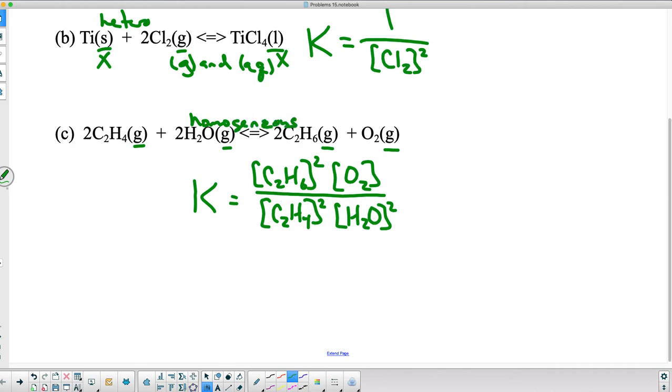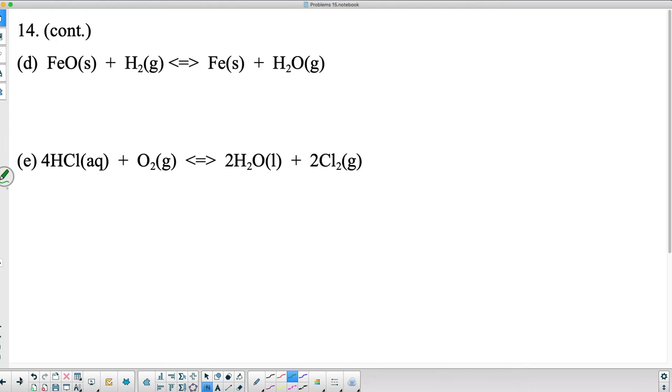Excellent. So as we move on, you will see for number 14 that there are 2 more. I want you guys to do this. You have to do this to get full points for the problem set. I'll be checking to make sure that you have the K for each one of these and that you label whether it's heterogeneous or homogeneous.